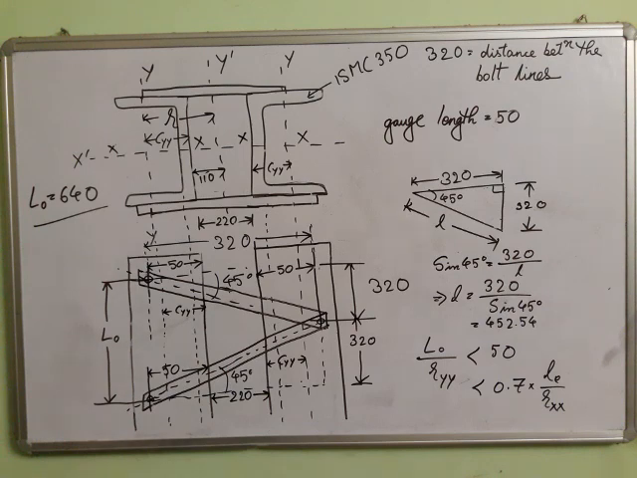0.7 times LE by RXX. So this RYY, RXX are the values that we get for the individual ISMC sections that you already have got in the steel table. So RYY is around how much? 28.3, and RXX is 136.6. So you have to do this check. Obviously these clauses in the IS code are made after doing lots of research. After doing the research, they have seen that this type of checking should be done. If this type of situation is satisfied, then we can say that our design is going on in the right way.